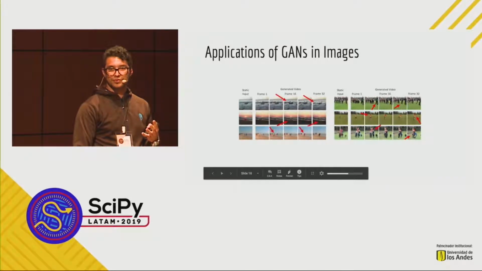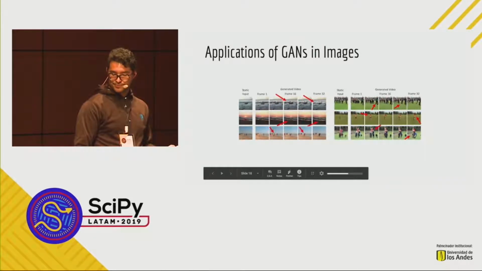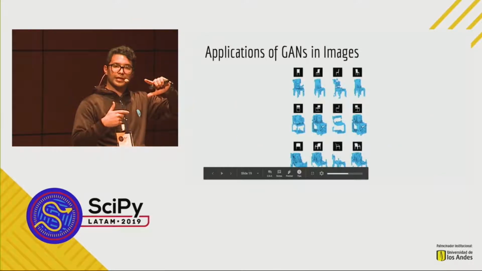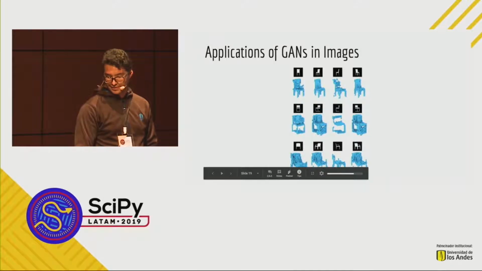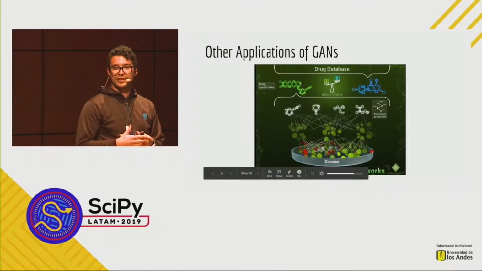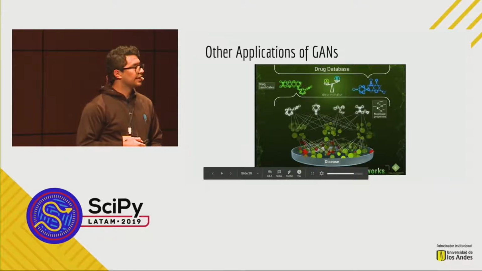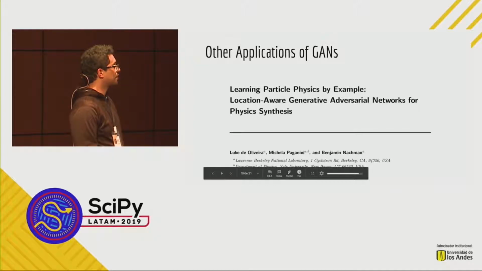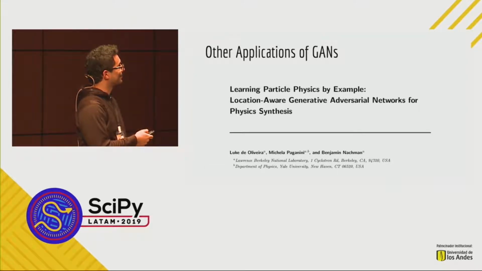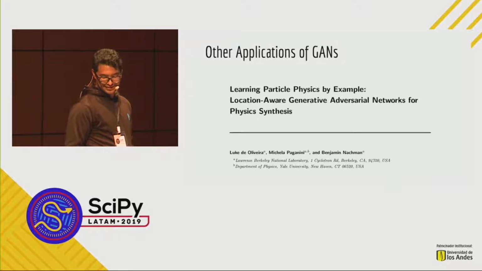You can try to recreate what's going to be the next frame in a video. And from two-dimensional images, you can try to create a three-dimensional image, which is kind of cool. Some other applications besides the image domain include the creation of drugs. So you can have a generative adversarial network create the next cure of an important disease. You can try to simulate physical stuff with generative adversarial networks.